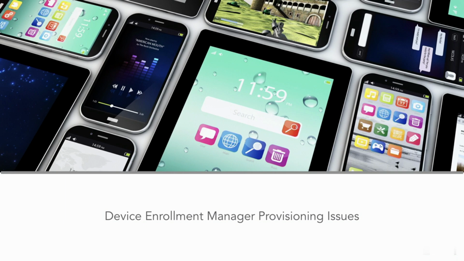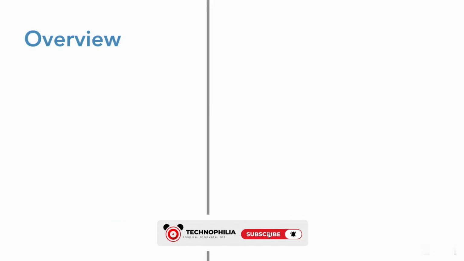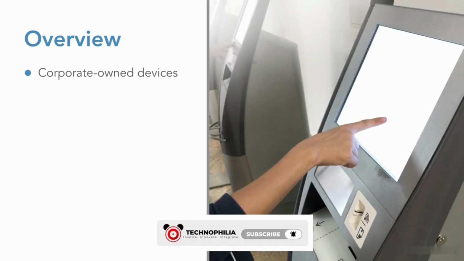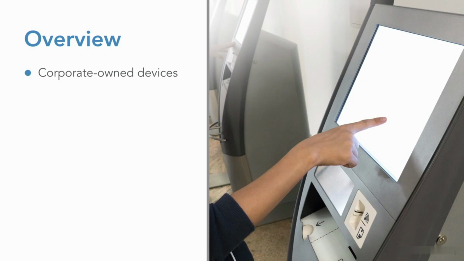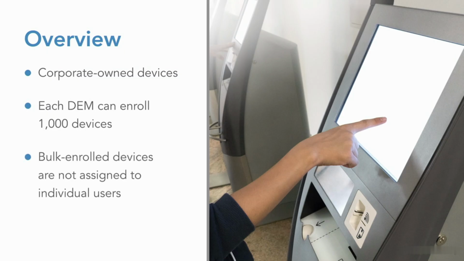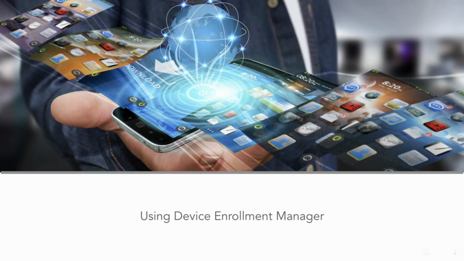This special permission is known as a Device Enrollment Manager, or the DEM. If allowed, all end users can enroll a limited number of devices themselves. However, a user who is granted the Device Enrollment Manager permission is also able to enroll up to 1,000 devices. These devices will not be assigned to individual users during the enrollment process, but will act as kiosk devices or shared use devices.